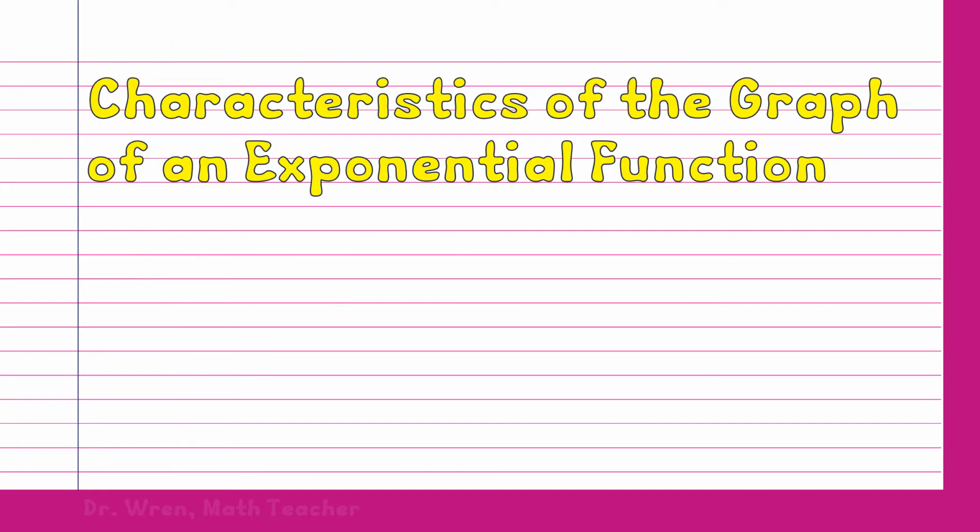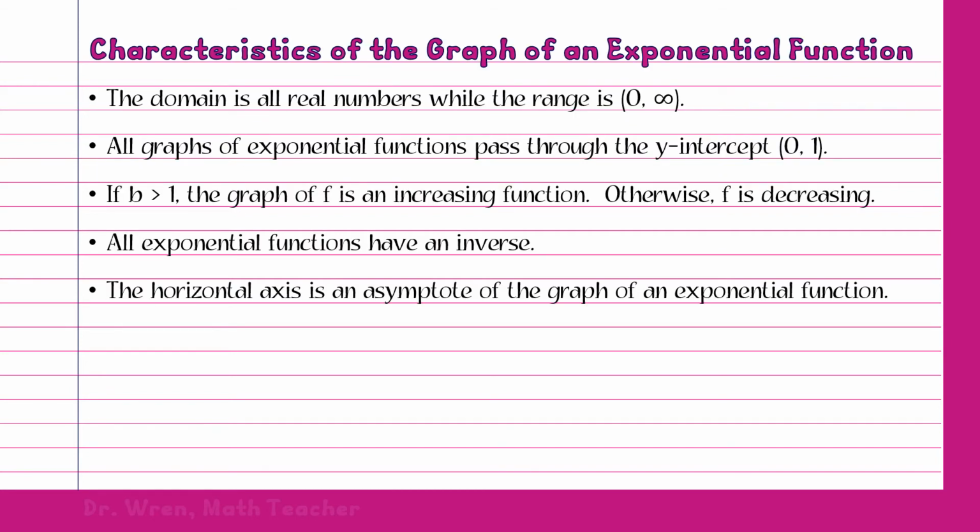Knowing certain characteristics about the standard graph of an exponential function will be useful in graphing its transformations. First, the domain is negative infinity to positive infinity, while the range is 0 to positive infinity. All graphs in standard form will have a y-intercept at (0, 1). The horizontal axis is the asymptote. If b is greater than 1, then the graph increases from left to right. Otherwise, f is decreasing.